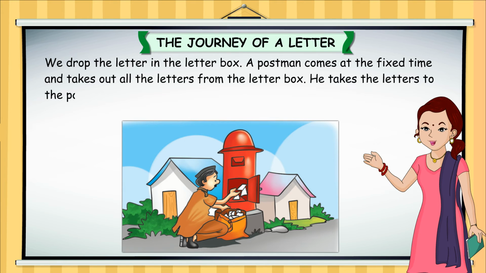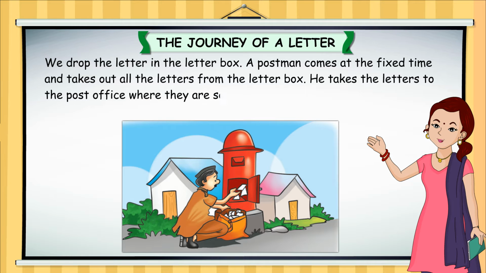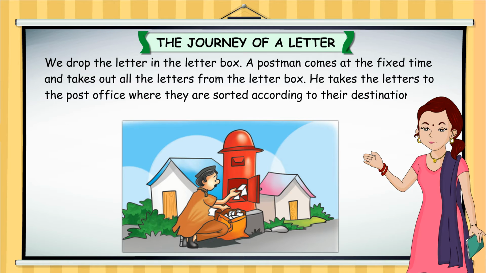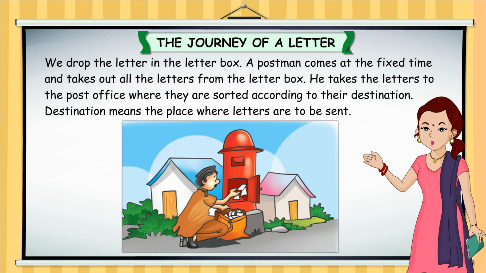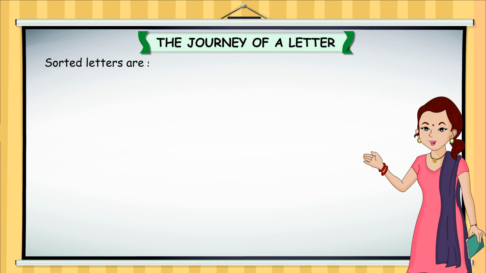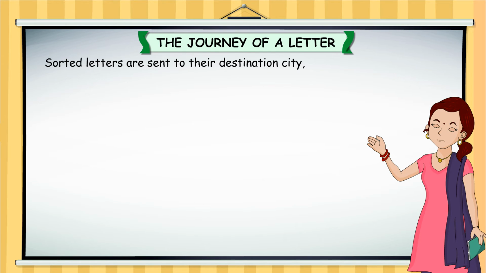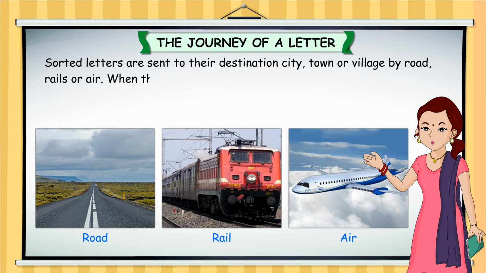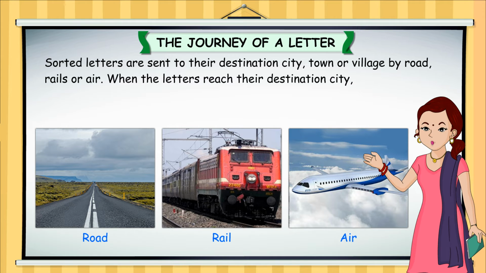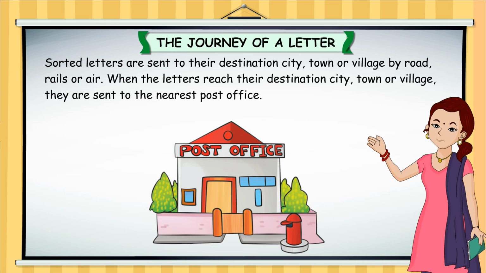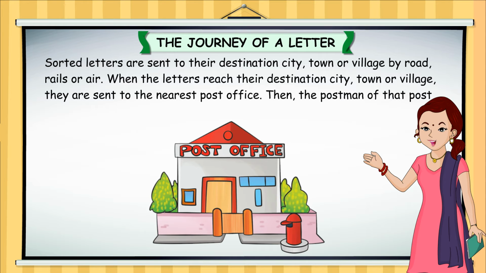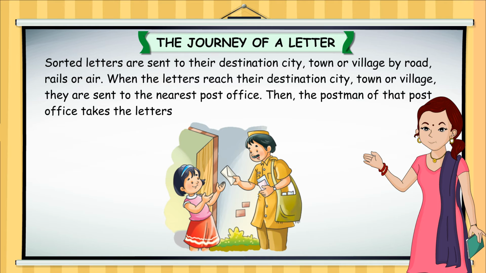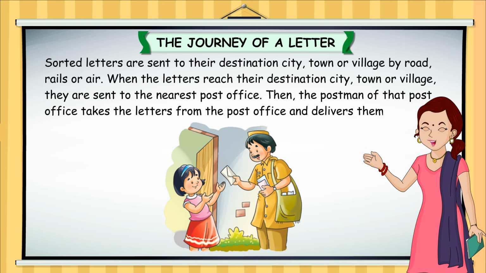He takes the letters to the post office, where they are sorted according to their destination. Destination means the place where letters are to be sent. Sorted letters are sent to their destination city, town or village by road, rail or air. When the letters reach their destination, they are sent to the nearest post office. Then the postman of that post office takes the letters and delivers them.